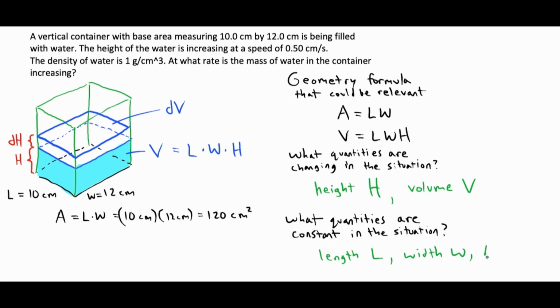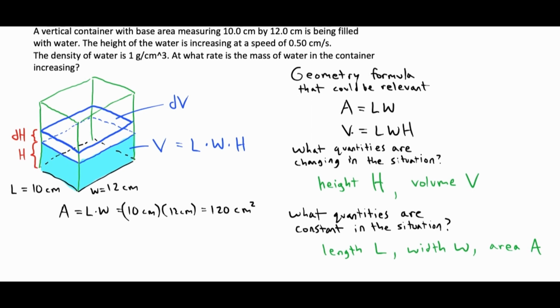I'll also add area. What I want to do next is I want to use one of these formulas to find a relationship between differentials. A couple of differentials that I mentioned so far are dV and dH. But there's one more that I want to add too. They ask us about the rate that the mass of water is changing. So mass could have its own letter too, big M, let's say. And so the volume of water that's already there has a mass, big M. But that little slab of water, it has a mass too, dm.